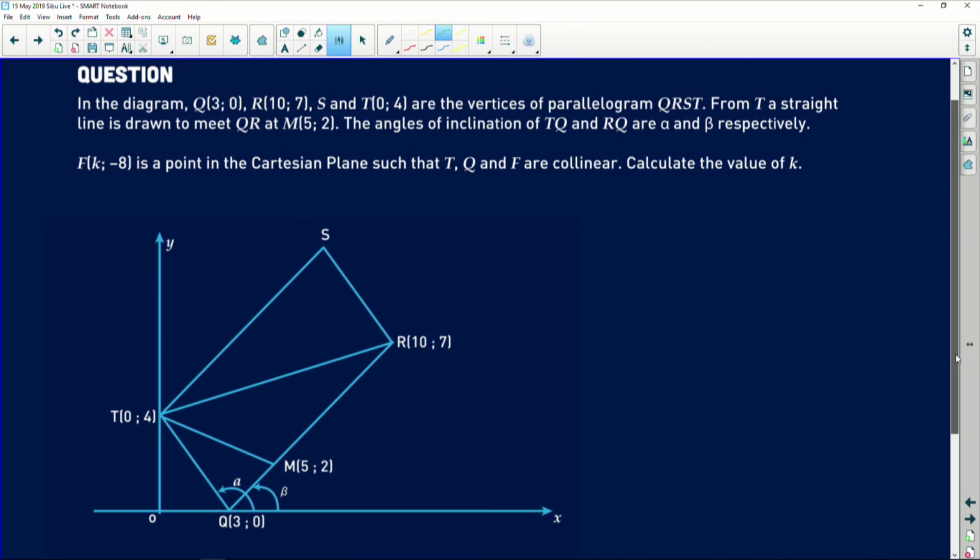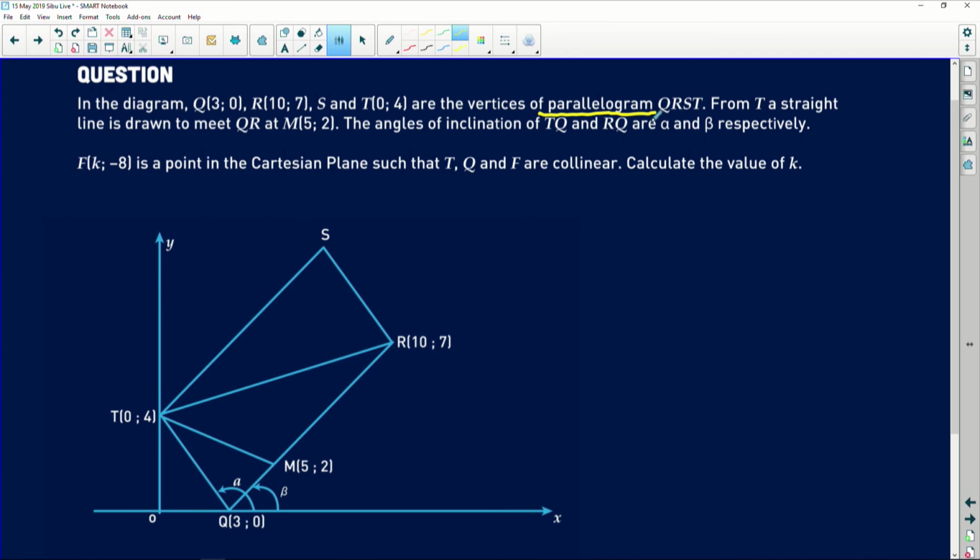And then there is another point R, which is lying in the first quadrant. It is the point (10;7). There's another point S right at the top with no coordinates on it. And then there's T, which is (0;4). These are vertices of a parallelogram. There's a lot of information that you could have found from the story of a parallelogram. Unfortunately, he didn't ask us to look into that. Anyway, this parallelogram is parallelogram QRST.